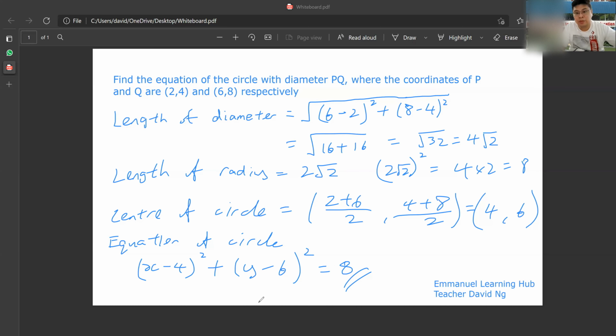Any question with regards to this question? So this is finding the equation of a circle also. All this question okay? Then another kind of question: this one they give you the equation of the circle.